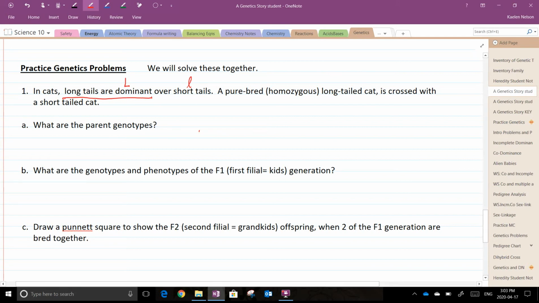So a purebred long-tailed cat. I like to put the genotypes of my parents along my question if it helps. And it is crossed with a short-tailed cat. So what are the parent genotypes? They are big L, big L, and little l, little l. This is my long-tailed parent, this is my short-tailed parent.